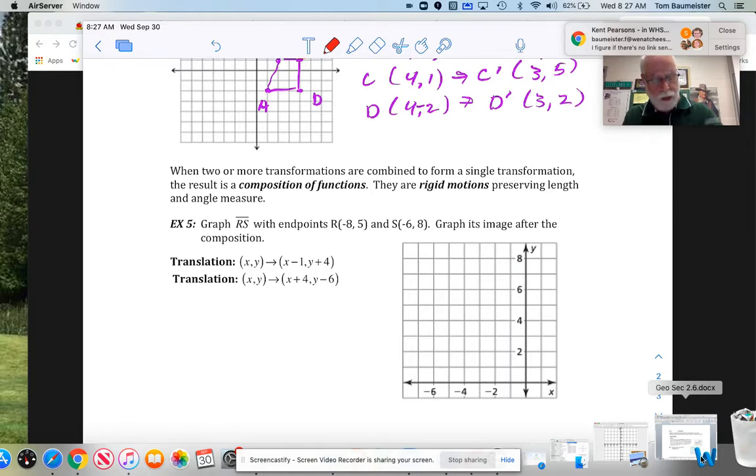So we're going to graph line segment RS with the endpoints -8 and 5 and -6 and 8, and graph its image after the composition. So what I say, -8 and 5, 1, 2, 3, 4, 5. So there's my R. S is at -6 and 8. And we'll have that one, and it's not my prime yet, sorry.